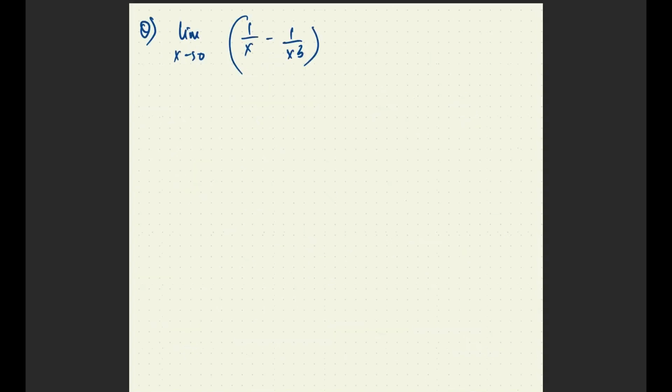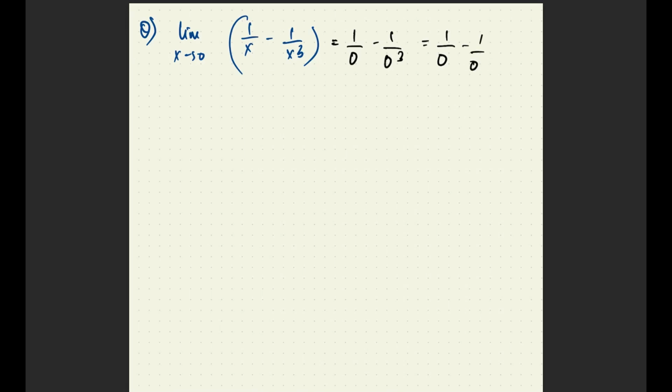So let's look at a final example for this video. The limit as x approaches 0 of 1 over x minus 1 over x cubed. So as usual, we'll just try and plug in first. So this gives us 1 over 0 minus 1 over 0 cubed, which is the same thing as 1 over 0 minus 1 over 0.